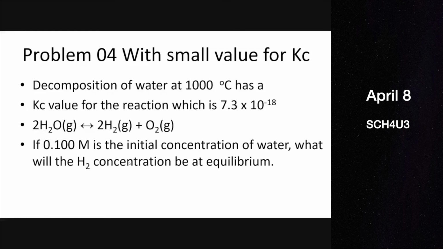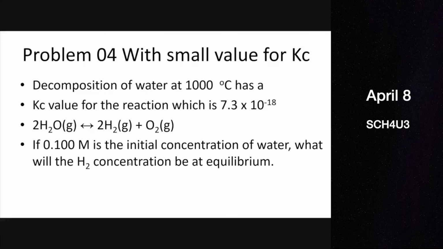Decomposition of water at 1000 degrees Celsius has a Kc value for the reaction of 7.3 × 10^-18. 2H2O reversibly giving 2H2 plus O2. If 0.1 mole is the initial concentration of water, what will the hydrogen concentration be at equilibrium?